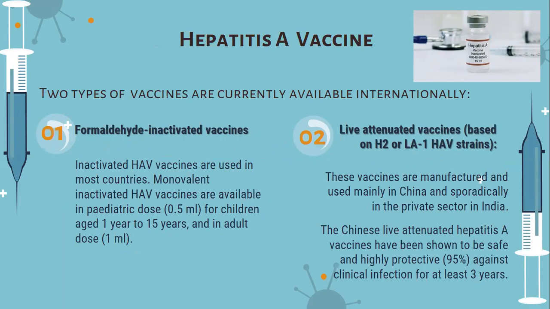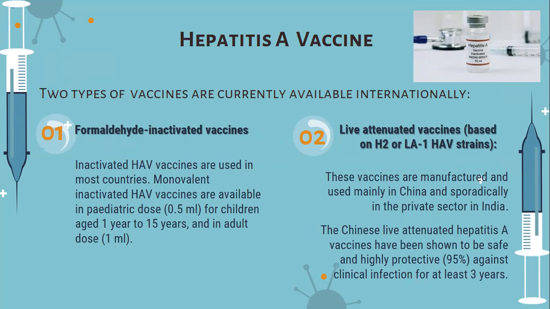Currently, these are the types of vaccine available internationally. Number 1 is the formaldehyde-inactivated vaccine and number 2 is the live attenuated vaccine. The formaldehyde-inactivated hepatitis A virus vaccine is used in most countries.